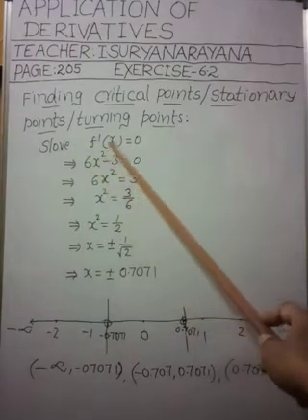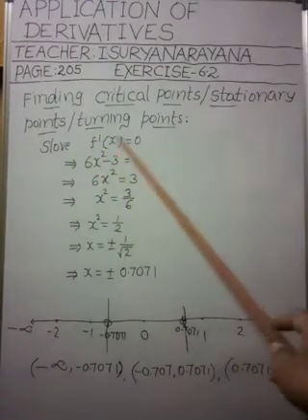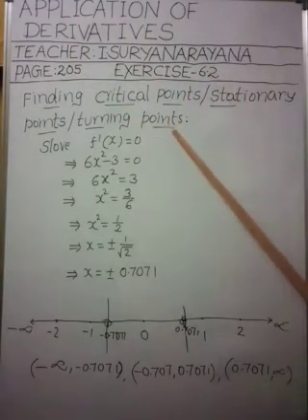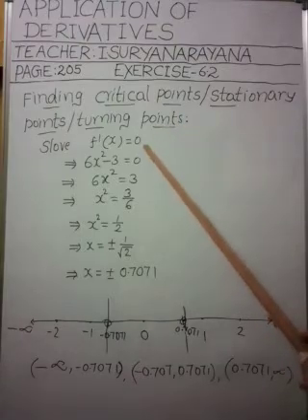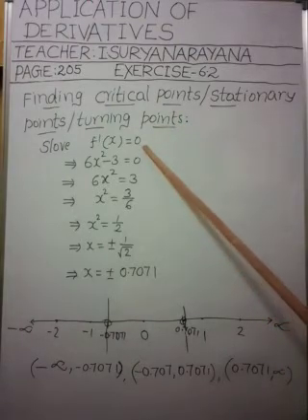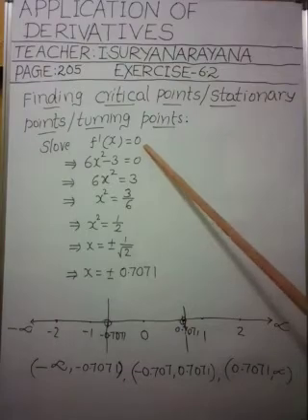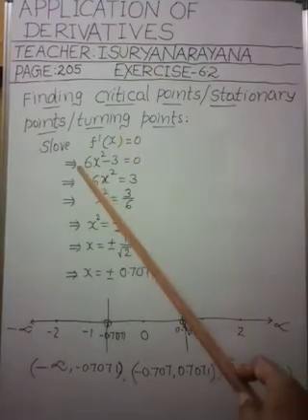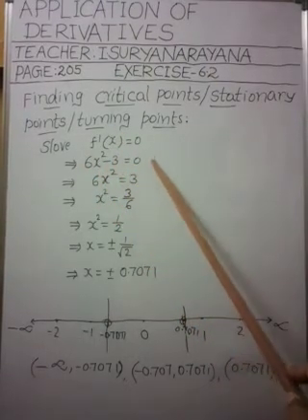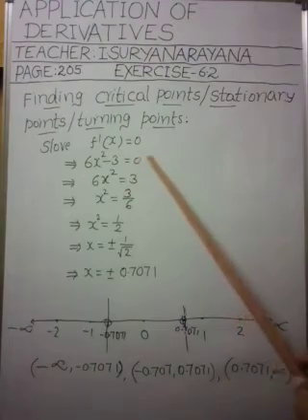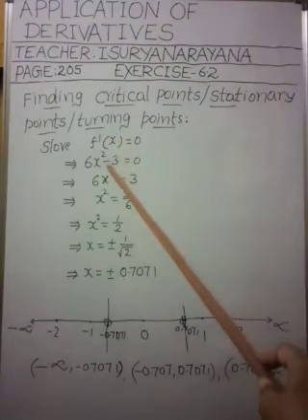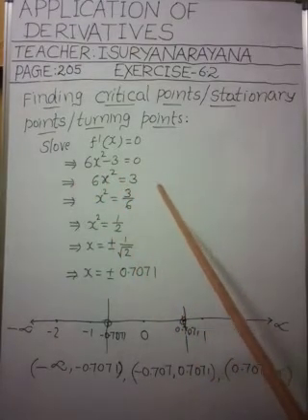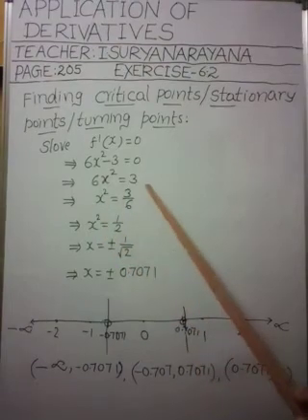First of all, we have to write this equation: f dash of x is equal to 0, for finding the critical points or stationary points or turning points. These are nothing but the solutions of the equation f dash of x is equal to 0. What is f dash of x here? 6x square minus 3 is equal to 0. Just we substituted f dash of x in the LHS. This implies 6x square is equal to 3. Understood this step, my children?